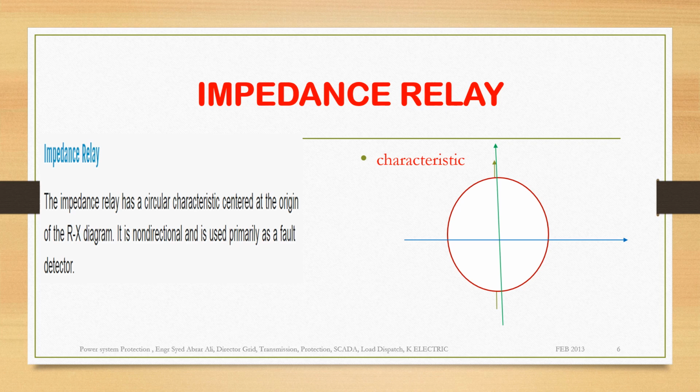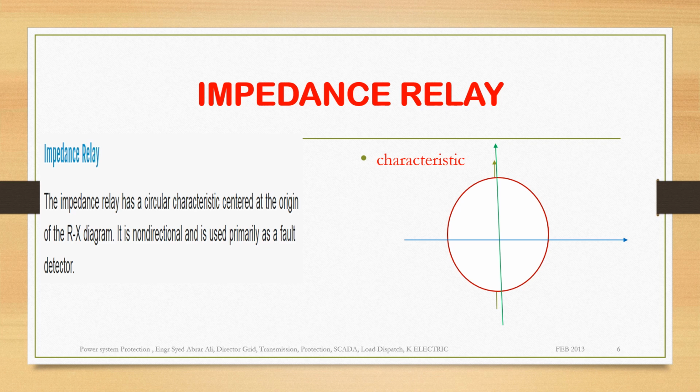So this relay sees the lines on both sides of the bus bar. This is the bus bar vertical, and this is the line. So this relay looks into both sides of the bus bar and two transmission lines at a time. So it will operate and it will have no direction.